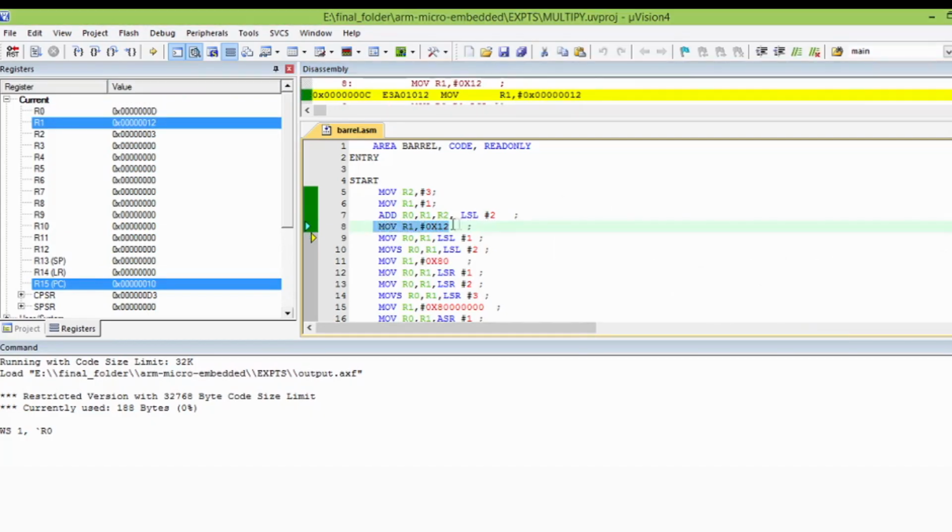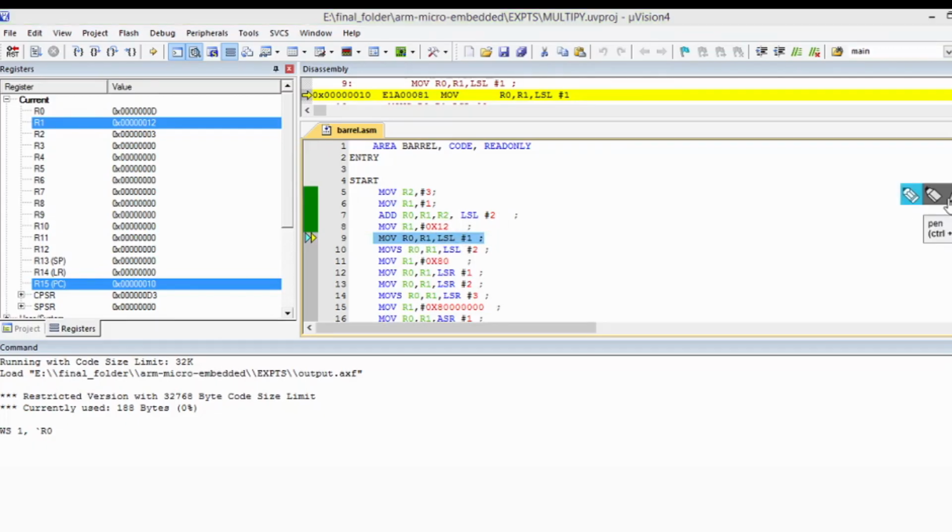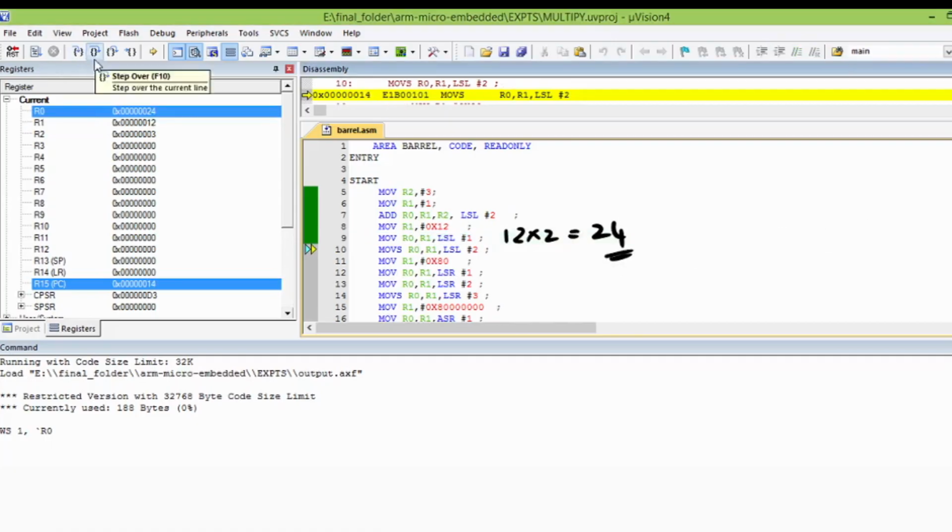In this instruction, we have just taken a new value for R1 as 12 because we wanted to show the same example that we discussed in theory. What happens here is R1 is left shifted by 1 time and the result is stored in R0. Because R1 is 12, left shift by 1 multiplies it by 2, so the answer should be 12 into 2, which is 24. Let's see if that answer is stored in R0. Yes, this is hexadecimal 24.